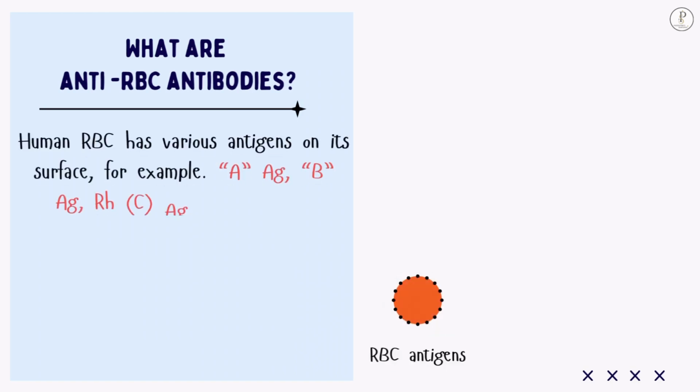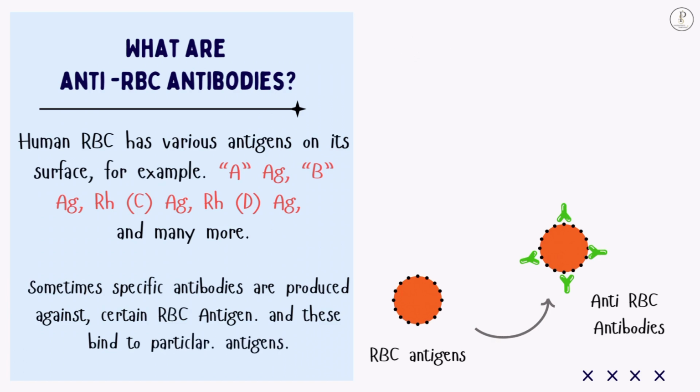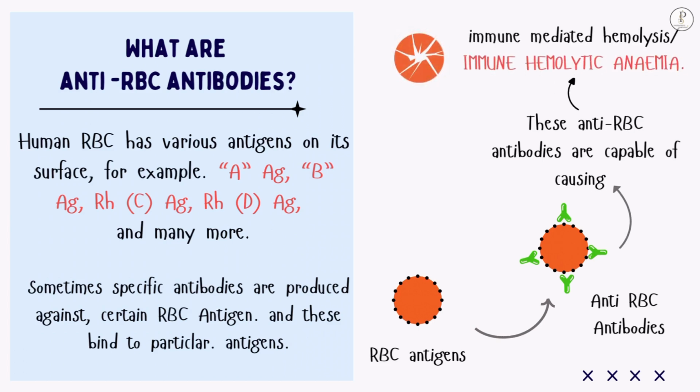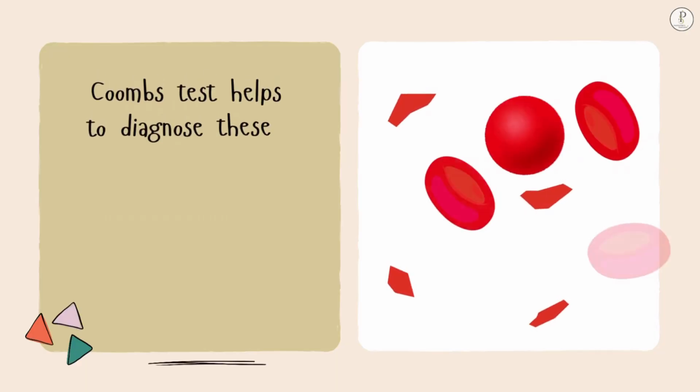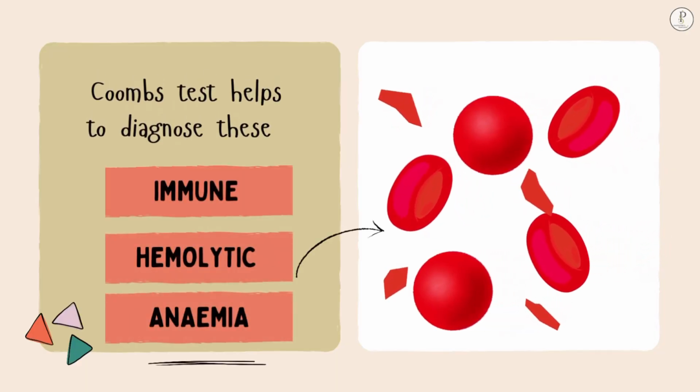What are anti-RBC antibodies? Human RBC has various antigens on its surface. For example, A antigen, B antigen, RHC antigen, RHD antigen and many more. Sometimes specific antibodies are produced against certain RBC antigens. These bind to particular antigens. These anti-RBC antibodies are capable of causing immune-mediated hemolysis or immune hemolytic anemia. COOMBS test helps to diagnose this immune hemolytic anemia.